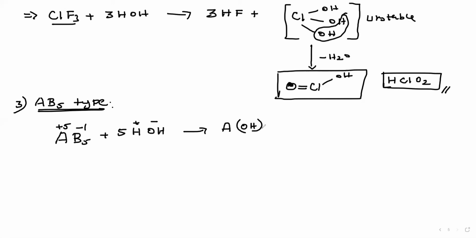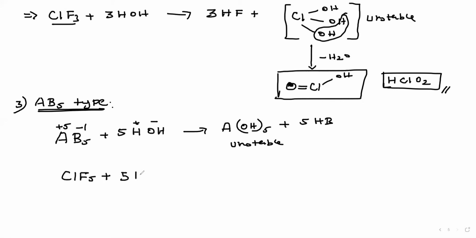AOH 5 times, then 5 times of BHP. This is also unstable. Now I'm going to give you the example with this unstable product. Okay, now see the example. Very simple. I take ClF5. Okay, very important. ClF5 reacts with what?